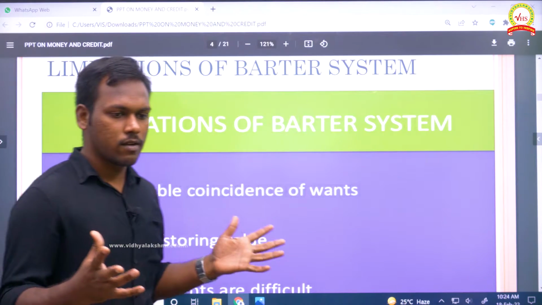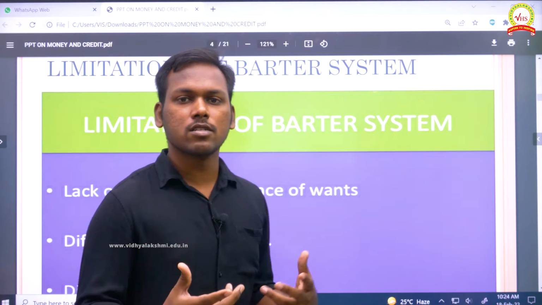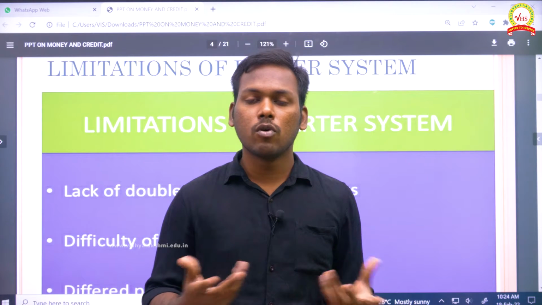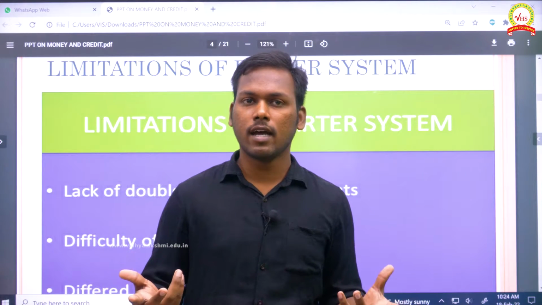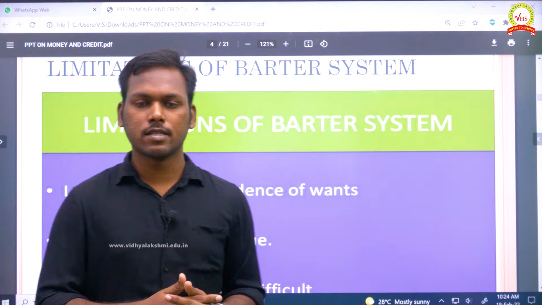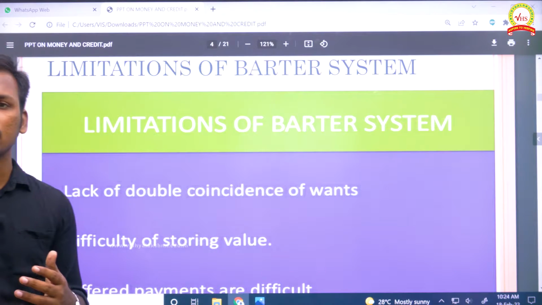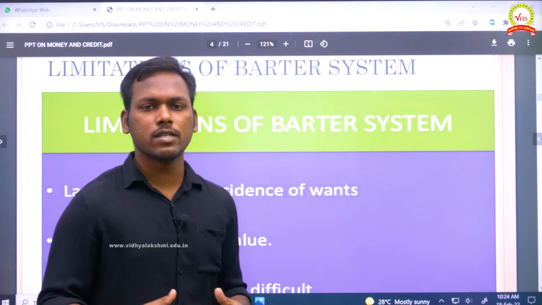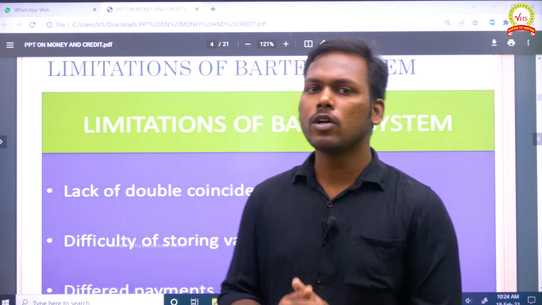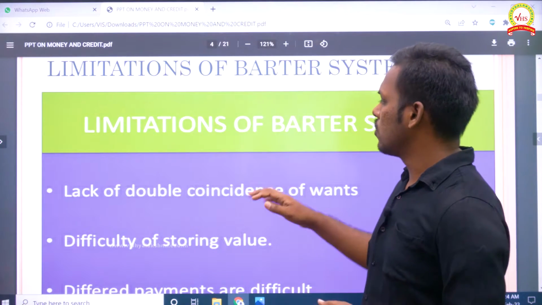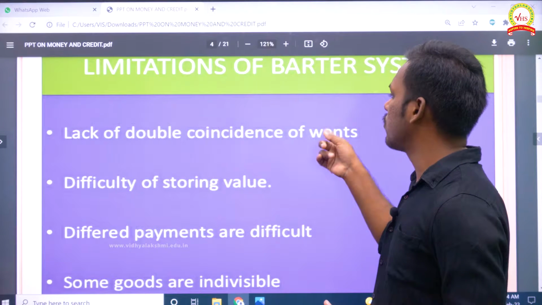Of course, when we don't have money, the barter system was very useful because we didn't know any other methodology at that time. So we went with the barter system, but it had some limitations. There are some disadvantages in it. So we are going to see what all the disadvantages of it are. First, lack of double coincidence of wants.